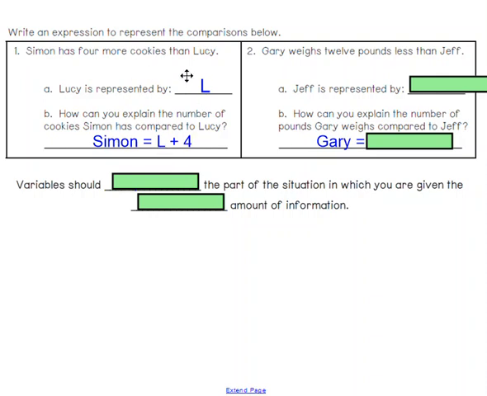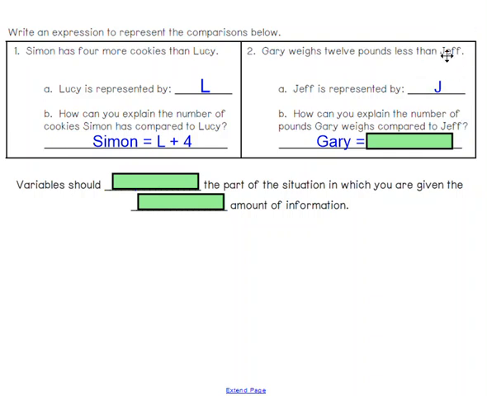But we want to be able to start doing this because in this sentence, there was something we knew and there was something we don't know. We don't know what Lucy has. We just know that Simon's is 4 more than that. All right. So let's look at number 2. Gary weighs 12 pounds less than Jeff. Again, there's something we know and there's something we don't know. So think about those 2 variables. One thing we know, one thing we don't know. So Jeff would be represented by J. J for Jeff. We'll just use that as our variable for Jeff.